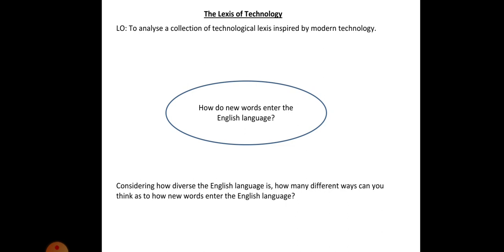It says here, considering how diverse the English language is, how many different ways can you think of as to how new words enter the English language? As always, I'll give you about 5 seconds in terms of the video, but spend 5 minutes or so just thinking about where we find the words that end up in the English language.